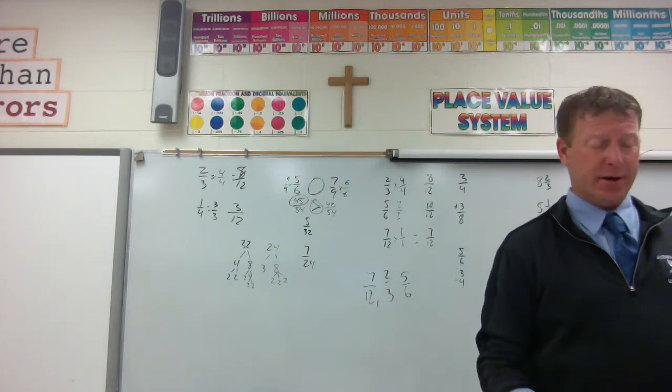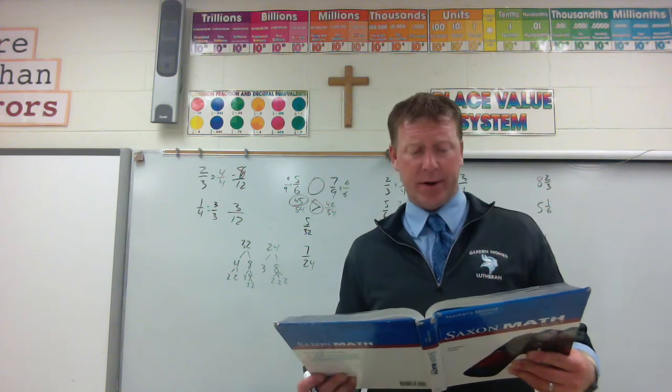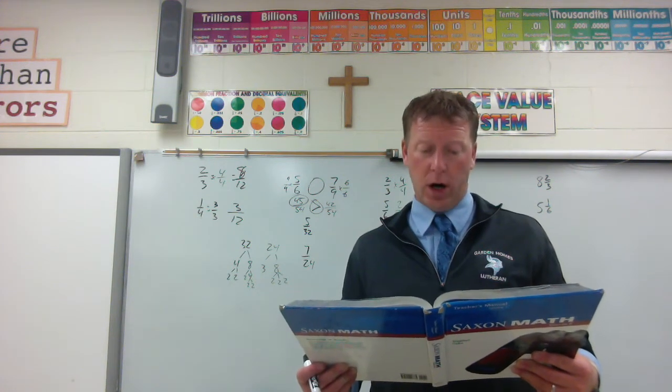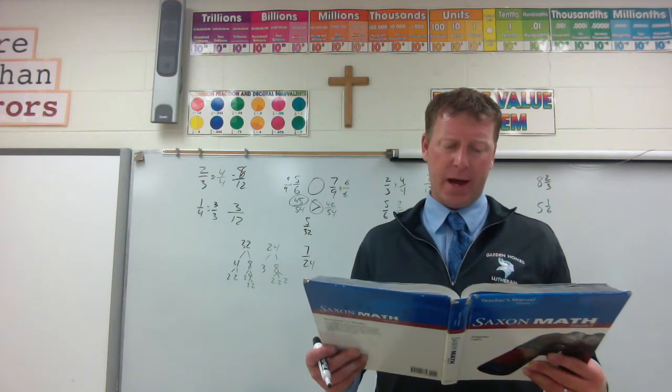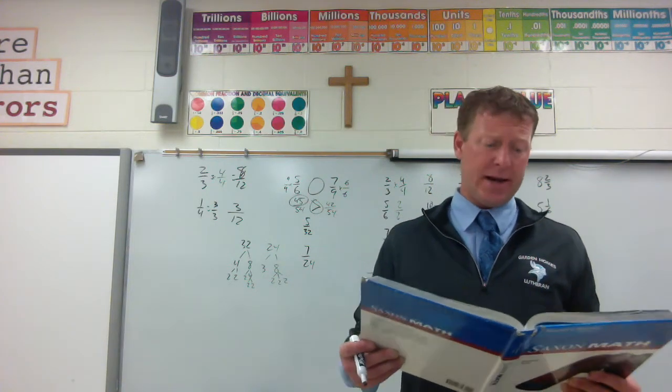Okay, here's where they'll pound it into your head. To add and subtract two fractions that do not have common denominators, we first rename one or both fractions so they have common denominators. Then you can add or subtract. Common denominators first, then add or subtract.